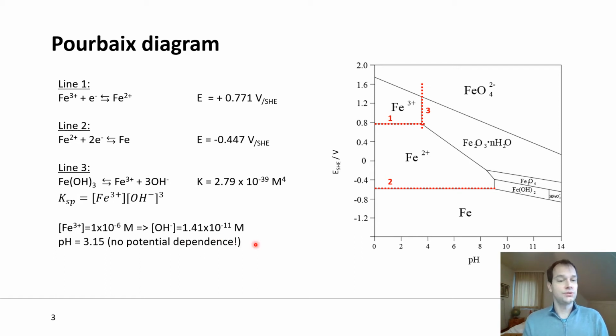And now you can recalculate this to a pH, which is 3.15. And that is indeed what we see here, this line 3 vertical at 3.15. Which means that above pH 3.15, the iron 3 plus starts to precipitate. And then the preferred state of the iron is as Fe2O3.